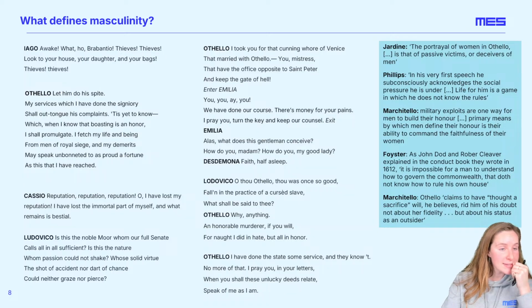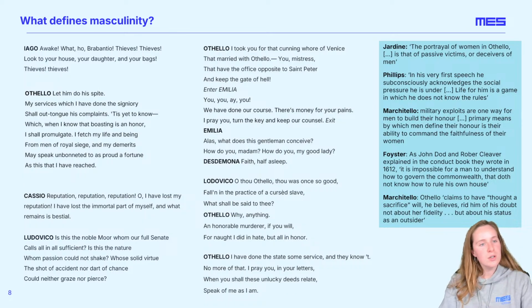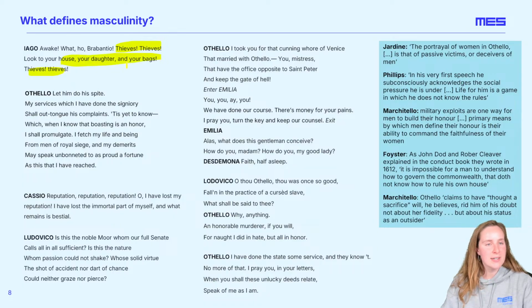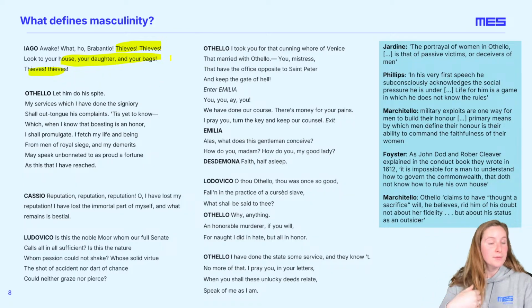What else defines masculinity here? We have Iago saying, awake, what ho, Brabantio, thieves, thieves, look to your house, your daughter and your bags, thieves, thieves. Look at the alignment here. This is showing that masculinity has to do with possession, and with reputation, right?